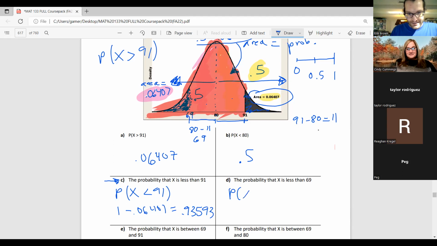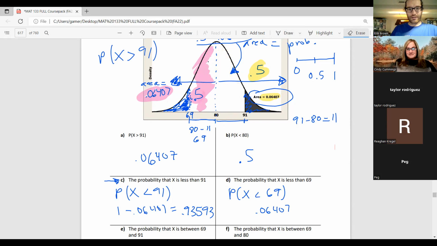X is less than 69. Did you all get the same answer as A? Yes. Excellent. 0.06407, because it's just this piece. Now I've got way too much up here, so we'll erase a few things, shall we? Okay, good.